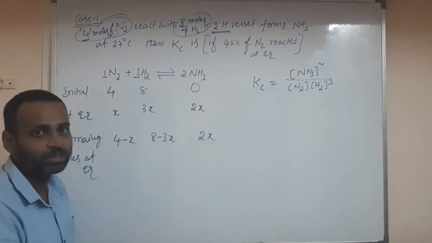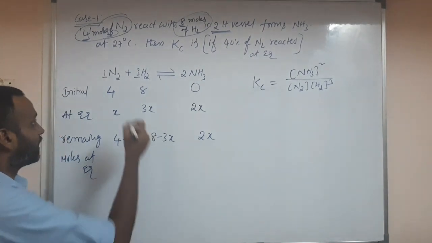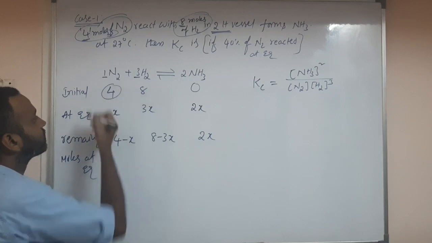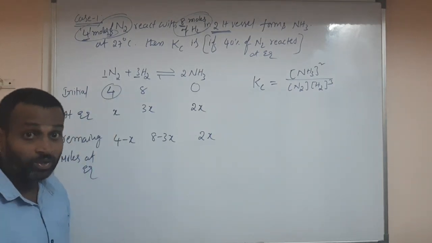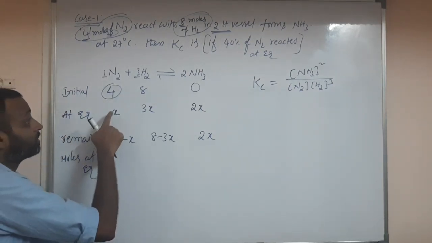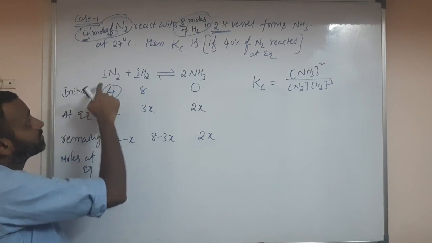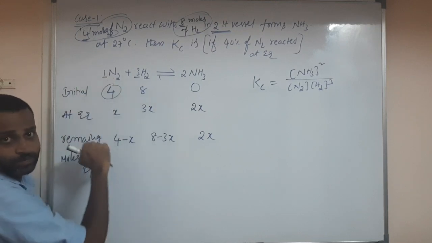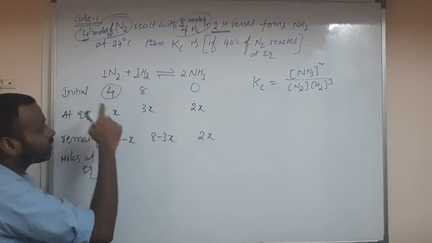I asked for 100 rupees, but my father gave 500. So I need 1 mole of N2, but 4 moles of N2 were given. But even if you have 4 moles, the reaction will be based on the moles in this reaction. So 1 mole is there, so x moles will react.